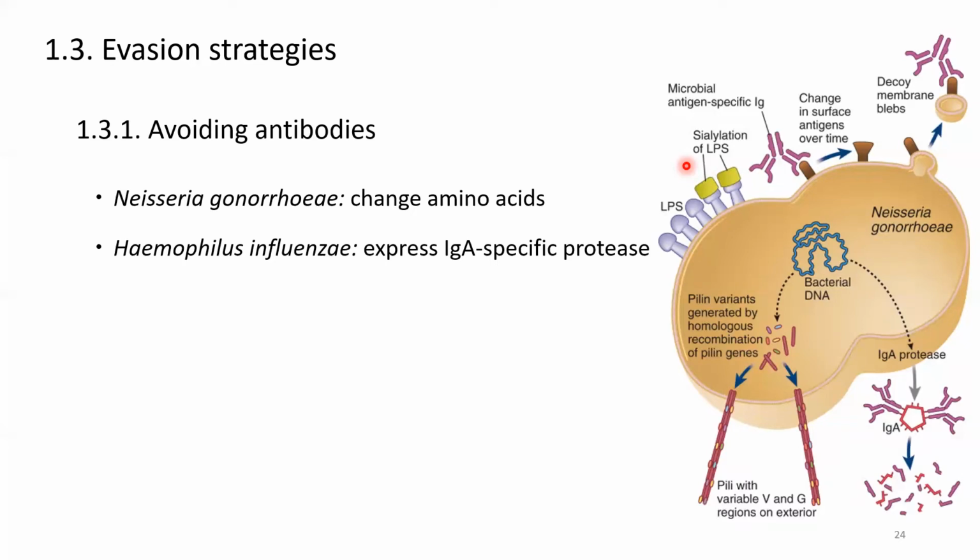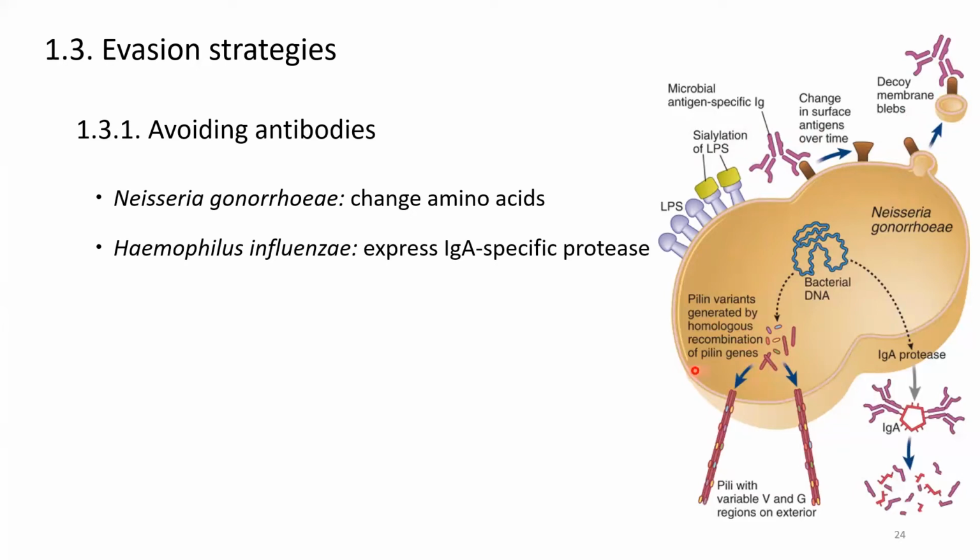Some bacteria can produce membrane vesicles like a decoy to cheat our immune response. So our antibody detects, oh, this is antigen, so the antibody reacts to this, but cannot react to the main organism. So they can evade our immune response.